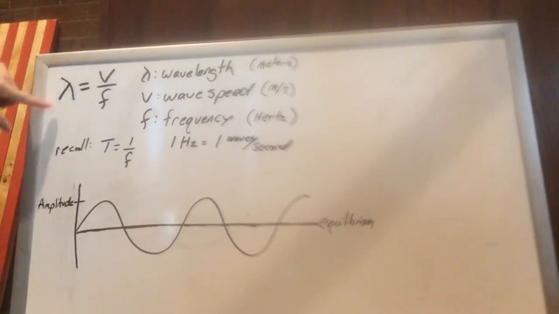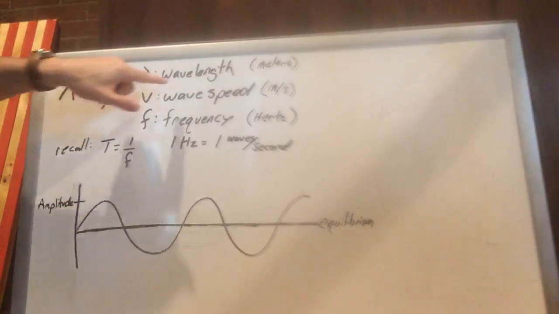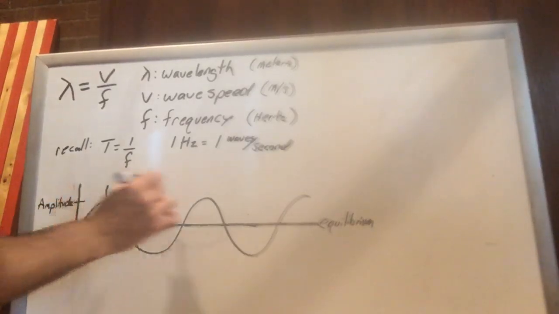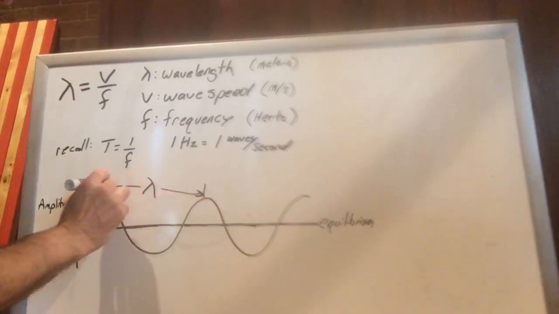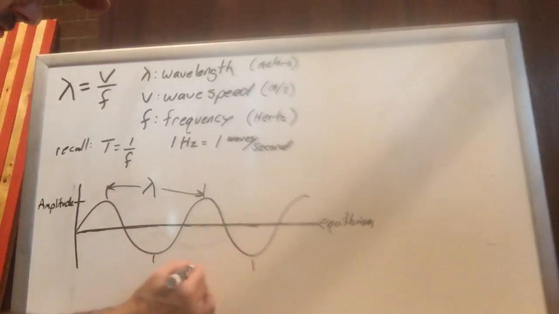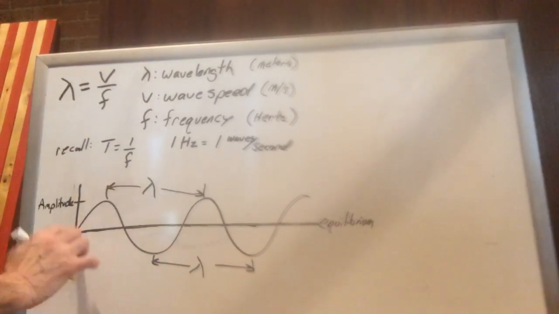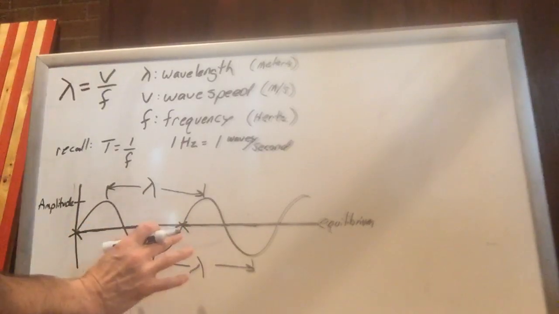So this is a new letter for us. This is a Greek letter lambda, which you've probably heard before. But lambda stands for wavelength. Okay, so if you look down here at this drawing, wavelength is the length of a complete cycle. So wavelength on this drawing would be from here to here, for example, from this crest to this crest. Or you could measure it from this trough to this trough. That would be a wavelength as well. You could also measure it from this point right here to this point right here. That would also be a wavelength.